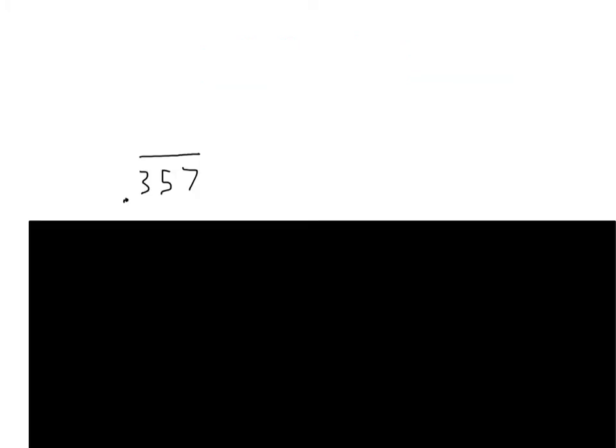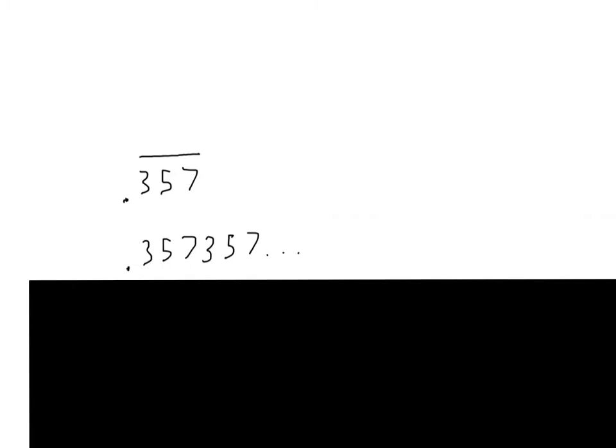Let's say we had a decimal and it went on forever. We had 3, 5, 7, 3, 5, 7, 3, 5, 7, and it just kept doing this forever. There are three ways you might see it written. You might see it written like this, 0.357 with a bar over the 3, the 5, and the 7. That signifies that those are the three numbers that will be repeating over and over and over.